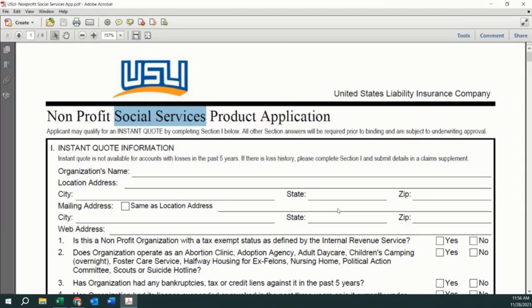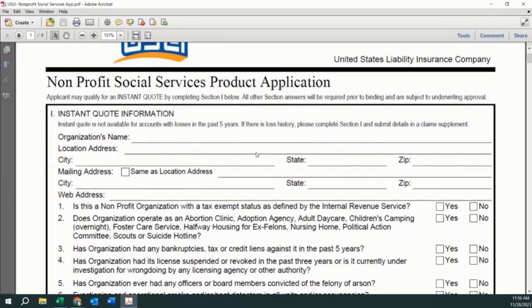Let's get started on going through this application so you can see how this all ties together. So of course you would put your organization here. Let's see, instant quote is not available for accounts with losses in the past 5 years. If there's a loss history, please complete section 1 and submit details in a claim supplement. I'm going to tell you it's going to take probably 2 weeks to get yourself a policy before you can be operating in this space, unless you want to operate without coverage.